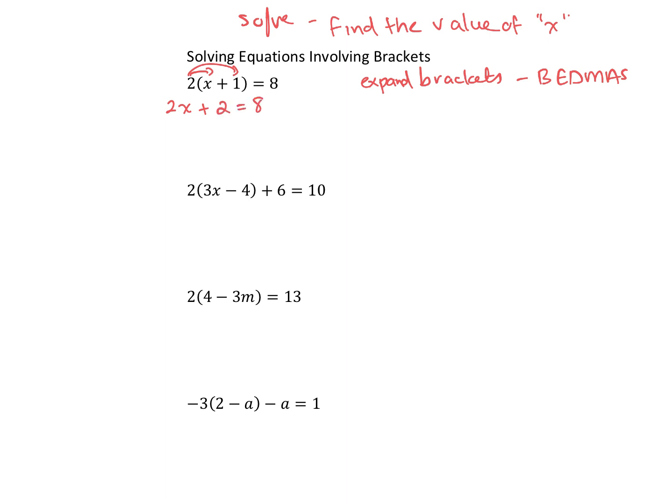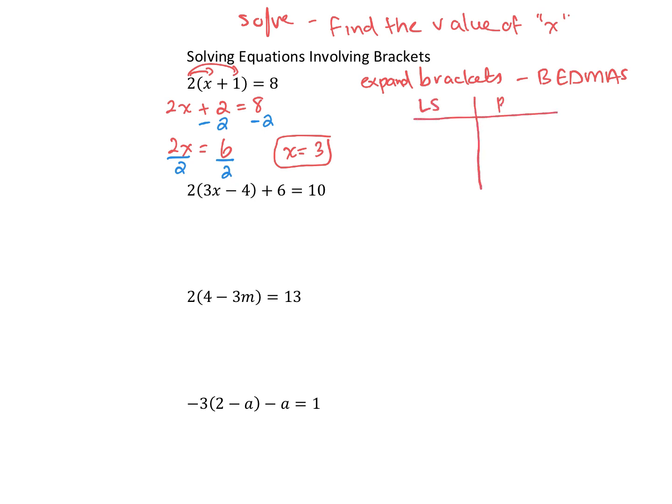Once we've expanded brackets, we want to isolate the variable, so we want to get rid of this plus 2. So in order to get rid of the plus 2, I'm going to do the opposite. So I'm going to subtract 2, and I do the same on the other side. So plus 2 and minus 2 is 0, so that is gone. And then we have 8 minus 2 is 6. And then we want to group. So we have two x's, so we want to divide it into two groups. So that means each group would have 3. So x equals 3.